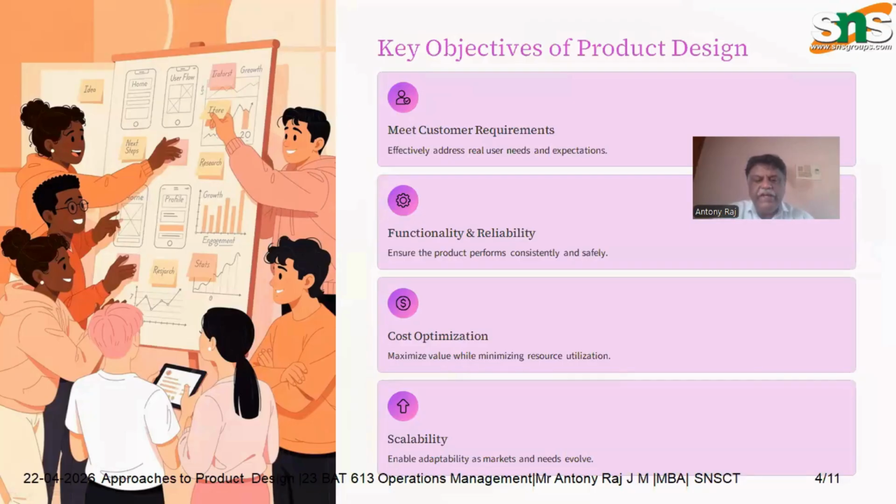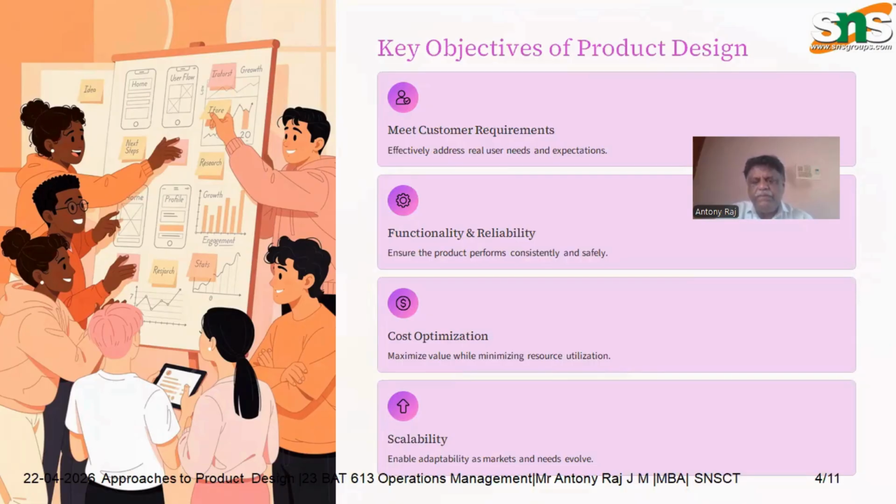Now, what are the key objectives of product design? One is definitely meeting the requirements of the customer. That is the main objective. You can't just design a product like that. It has to meet the customer requirements, the user needs, and the expectations of the user. And then, as I told you in the introduction, the functionality. Functionality is nothing but what the product is supposed to do. For example, a mobile phone is supposed to let users talk to each other. That is the main functionality. It is the communication tool.